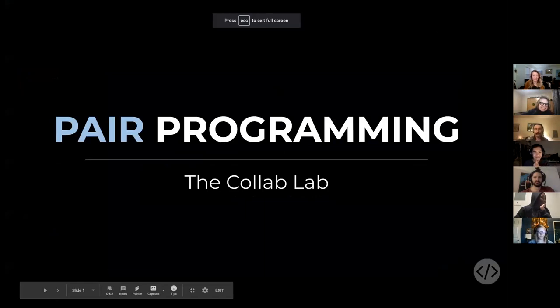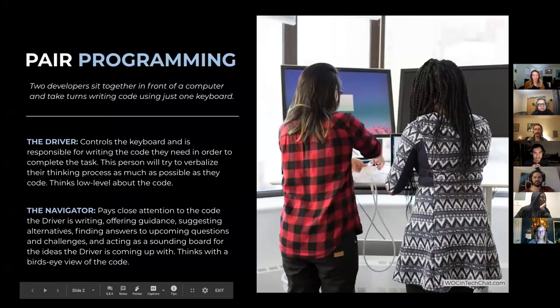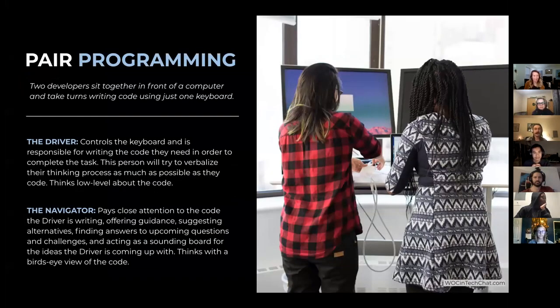Okay, so pair programming. First, let's talk about what it is. In a traditional environment, not necessarily a remote one, it's when two developers sit together in front of a computer and both take turns writing code using just one keyboard. Usually, people shake out into one of two roles during pair programming: the driver and the navigator.